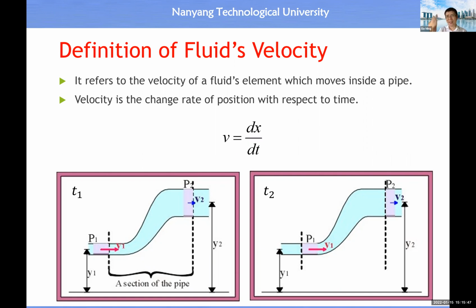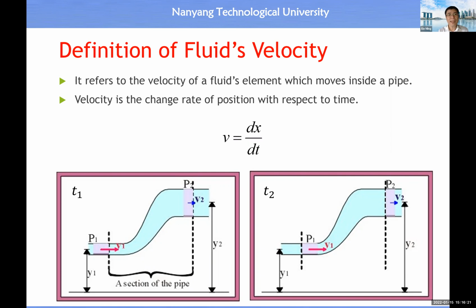Then travel distance divided by the traveling time gives us the definition of fluid velocity. In case we know the time function of the travel distance along the x-axis, then the first order derivative of this time function gives us the definition of continuous fluid velocity. This is very much similar to the definition of velocity for a rigid body.